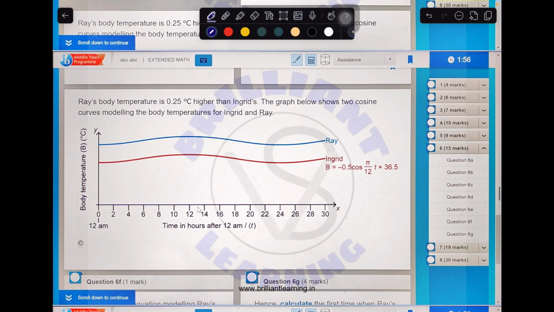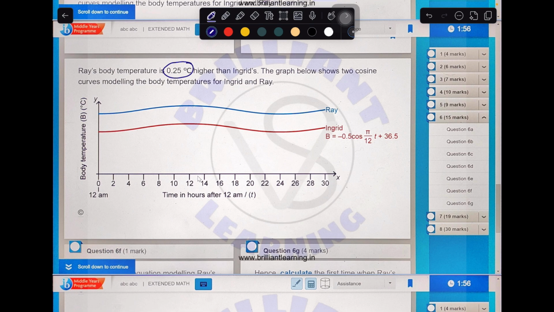Right, moving on. So we have Ray's body temperature is 0.25 degrees C higher than Ingrid's. The graph below shows 2 cosine curves modeling the body temperatures for Ingrid and Ray. So this is just a graph transformation. It's a vertical shift upwards on the y-axis, and the vertical shift is the 0.25. So if you think of your graph and your y-intercept, for Ingrid's, the y-intercept's 36.5. For Ray's, you're going to have the exact same graph, but your y-intercept value is going to increase by 0.25, so 36.75.